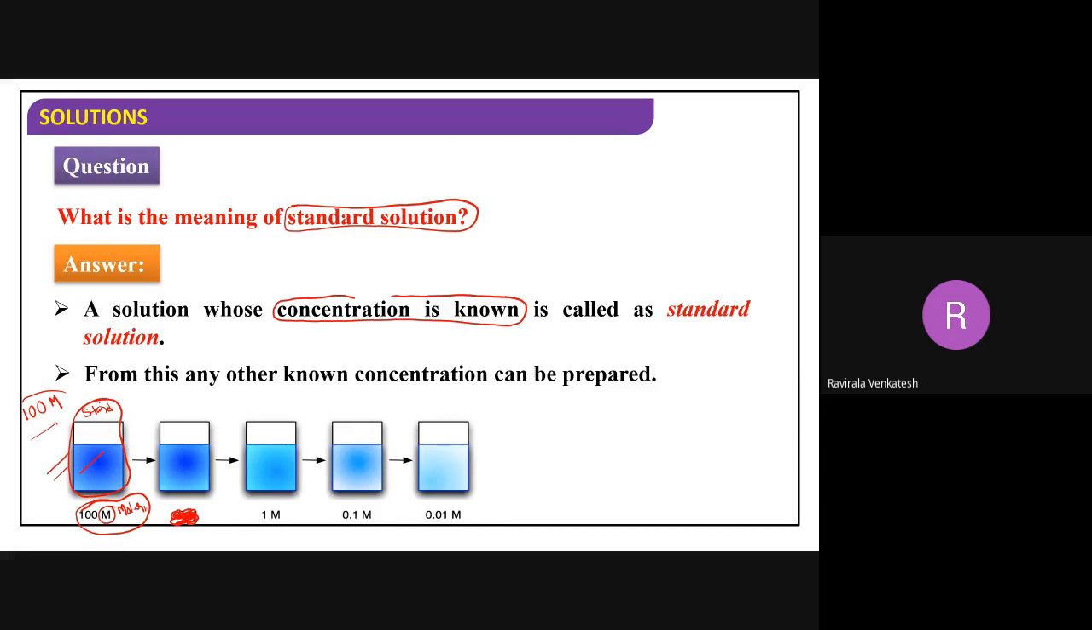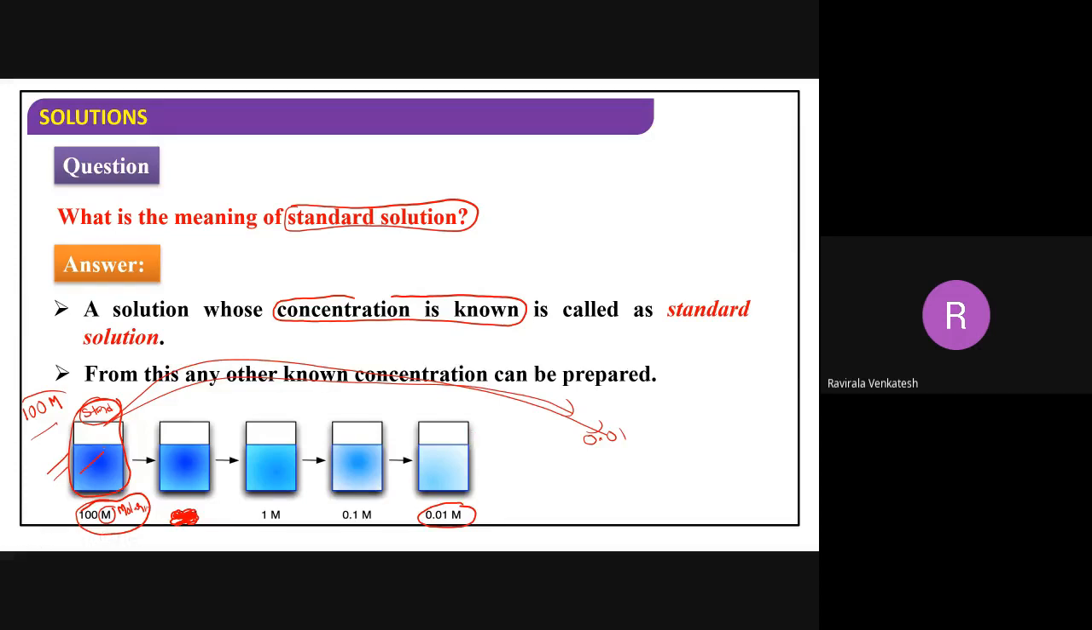Now, what is the use of the standard solution? The use is very simple. We can make some other solutions by using the standard solution. For example, I want to prepare a 0.01 molarity solution. How to prepare 0.01 molarity? Different methods are there, but by using this one, I can convert it into 0.01. How can I convert this one into 0.01? By diluting. Some known amount of volume we have to add.